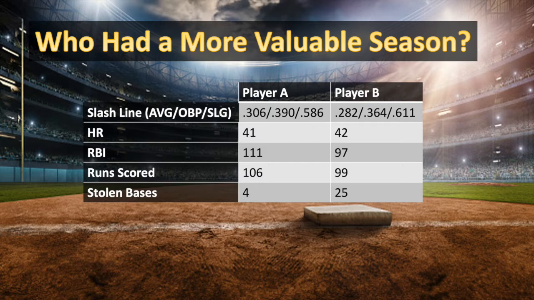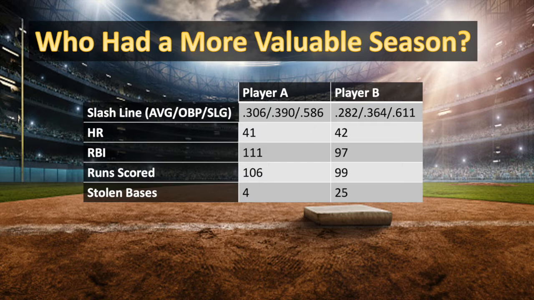And so what's interesting when you're making these comparisons, right? What did I just do in my head? I tried to weigh the fact that player B has 25 steals. He has 21 extra steals compared to player A, whereas player A has a .390 on base percentage compared to player B's .364. So I'm trying to balance whether I think that the additional 26 points of on base percentage is more or less valuable than the additional 21 steals that are coming from player B, right? And this is why we have wins above replacement.